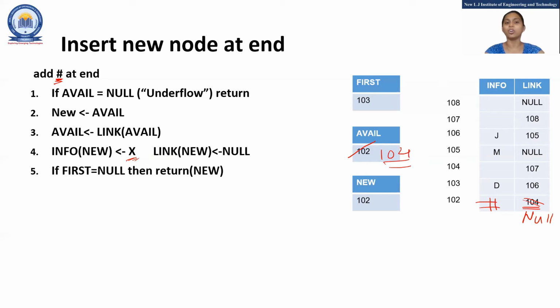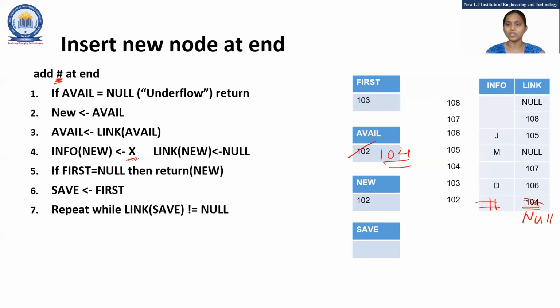Fine. And if it is not the case, your linked list is not empty, in that case, what can you do? You have to traverse till the end. For that you require one extra pointer. Yes, that extra pointer is save, and that traversal starts from which location? From the start. Start has value 103. Yes, so 103 would be the first value where you can start, and then you have to repeat the process of traversal till you reach the value null.